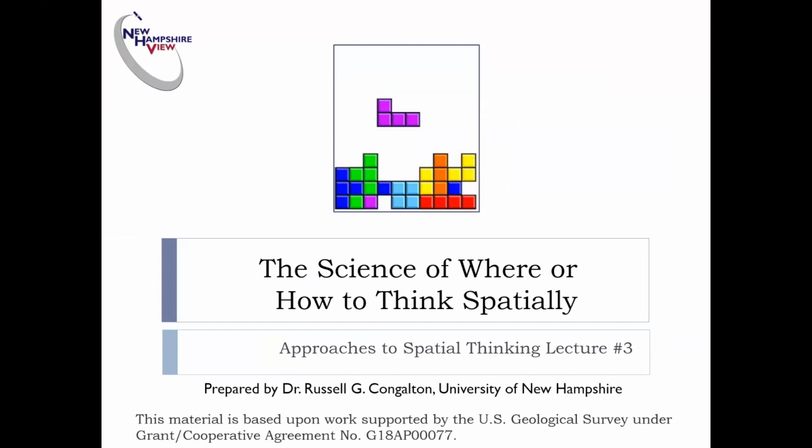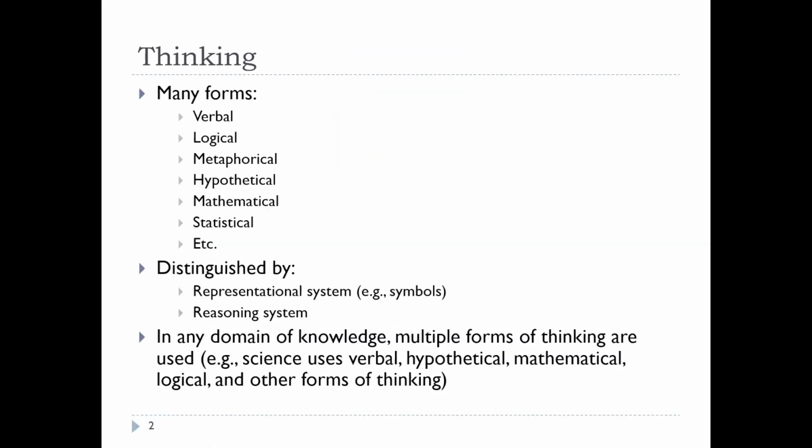So we've had some introduction. We kind of understand what spatial thinking is all about. We've seen something about the importance of it, and now we're going to look at different approaches, or different ways that we can think about spatial thinking. Okay. So there's lots of different ways of thinking, and it takes on a whole bunch of different forms. So you can think of verbal thinking and logical thinking and metaphorical thinking, hypothetical thinking, mathematical thinking. So lots of different ways. And spatial thinking is another one of those components, right?